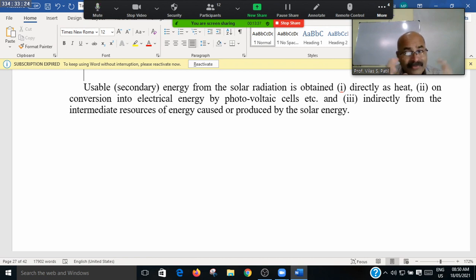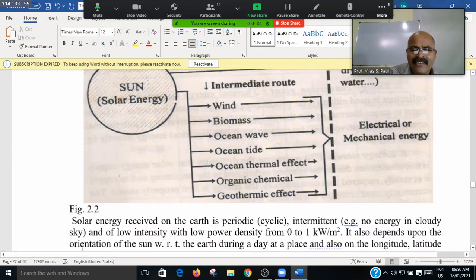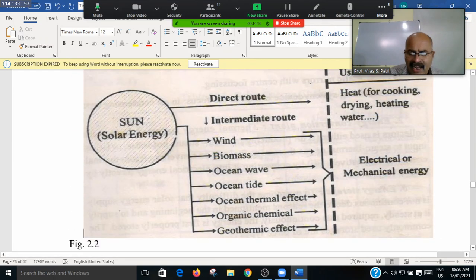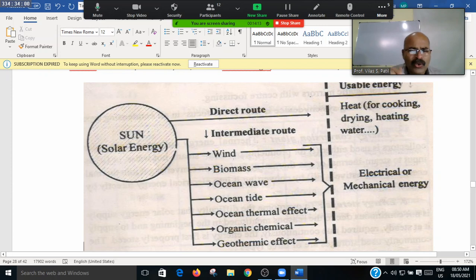Using a solar panel, one can convert solar energy into electrical energy. We know there are solar panels; in Tamil Nadu there are different projects in which solar panels are used, and they convert solar energy into electrical energy. Third, indirectly from an intermediate source of energy caused or produced by solar energy. There are some intermediate routes in which solar energy can be used as energy, shown here.